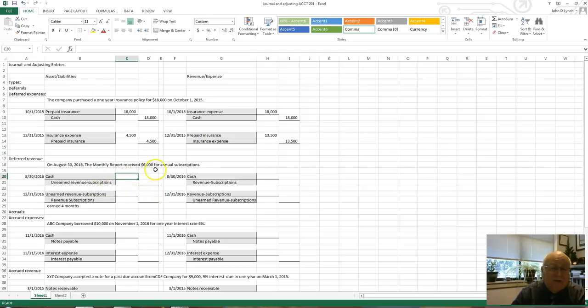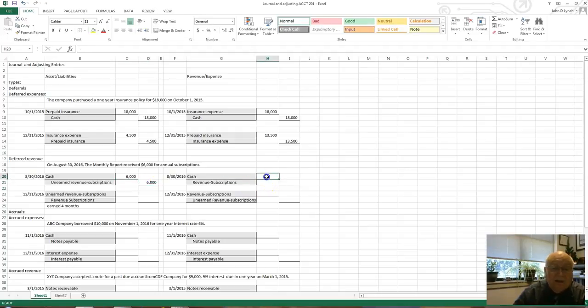So we use a magazine subscription company. This one is the monthly report, received $6,000 for annual subscriptions on August 30th. So this is going to be simply 6,000.